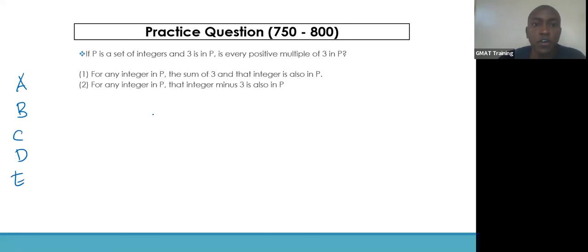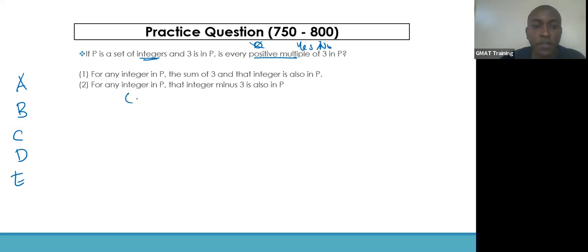If P is a set of integers and 3 is in P, is every positive multiple of 3 in P? Positive multiple. Know that 0 is a multiple of every number, but we need positive multiples, so 0 can't be included. So is every positive multiple of 3 in P? Yes or no question once more. Yes question. And let's see how this plays out.